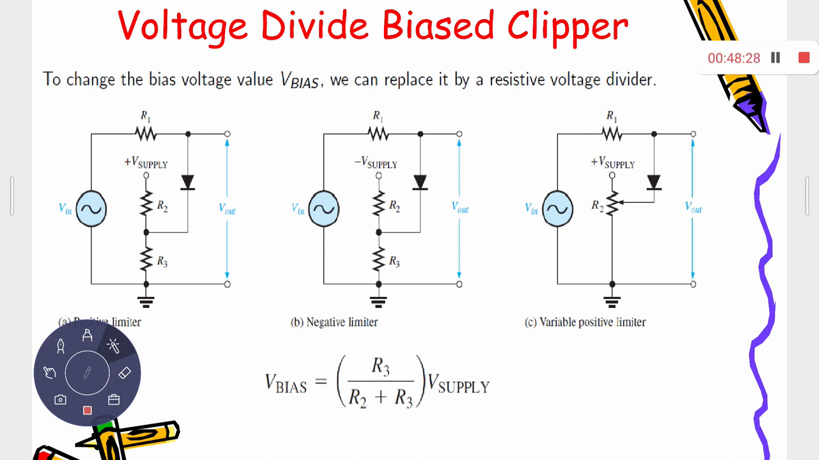So far you have seen that the bias voltage is a constant one: V bias plus, V bias minus, 2 volt, minus 2 volt, plus 3 volt, minus 3 volt. You can also change this. If we have a simple supply and a resistance combination R2, R3, and you change this value, then you can have control over the bias voltage, and accordingly it will be modified. The same circuit, only the bias voltage can be modified.